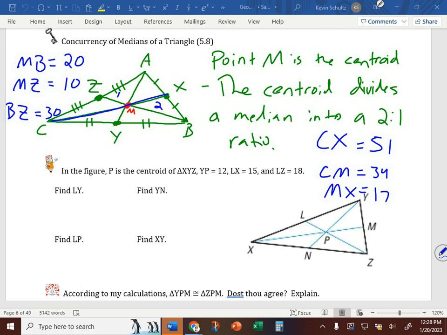Excellent. Pause right there. She took the whole and she divided it by 3 because in a 2-to-1 ratio, how many parts are there? 3, right? So if you're taking 51, you're dividing it into 3 parts. CM gets 2 of those parts, and MX gets the other one. Okay, perfect, Ellen. Excellent. So then you added. Good stuff. So we do kind of go back and practice our ratios a bit with these centroids. Any questions?